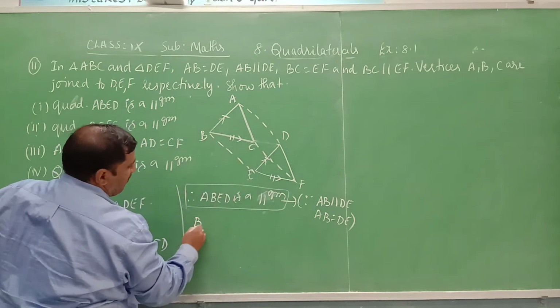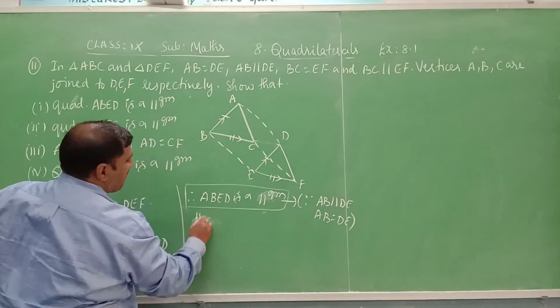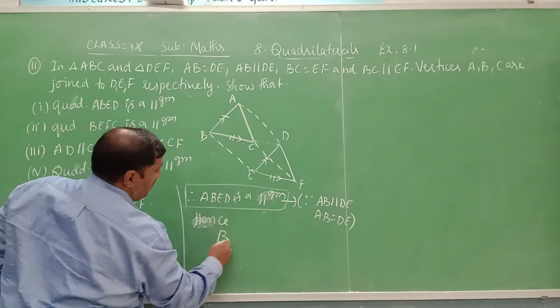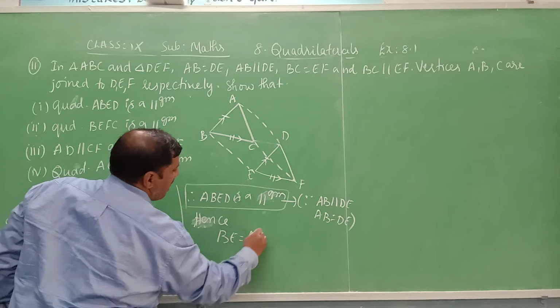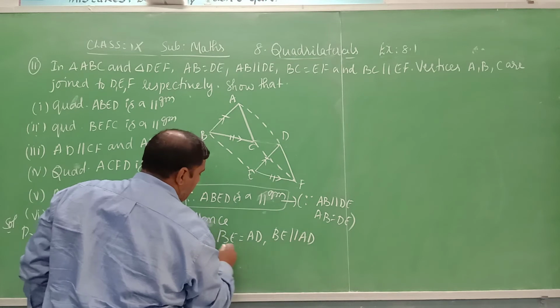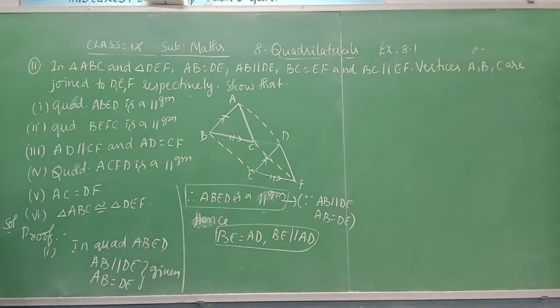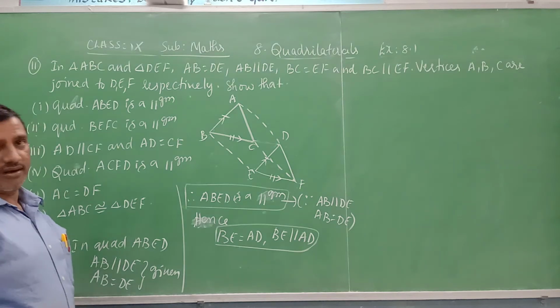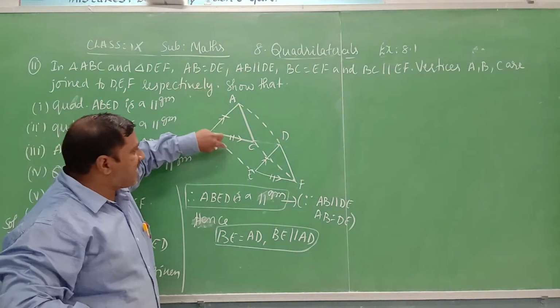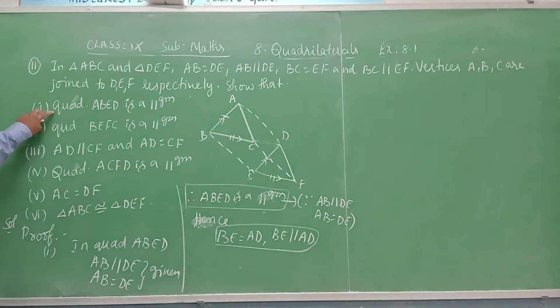That is BE. You can write, hence from the parallelogram, BE is equal to AD and BE is also parallel to AD, because from the same parallelogram the other pair of opposite sides are parallel and equal. The other pair of opposite sides, BE and AD, both are parallel and equal. So the first one is done.